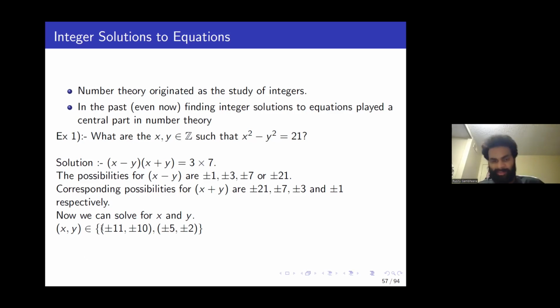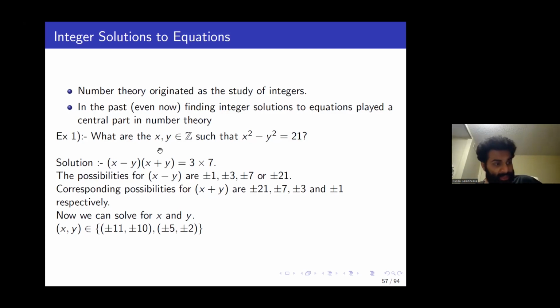And since we've run through all the possibilities, we know that those are the complete set of solutions for this equation. This was possible because we could factorize expressions in the ring of integers.